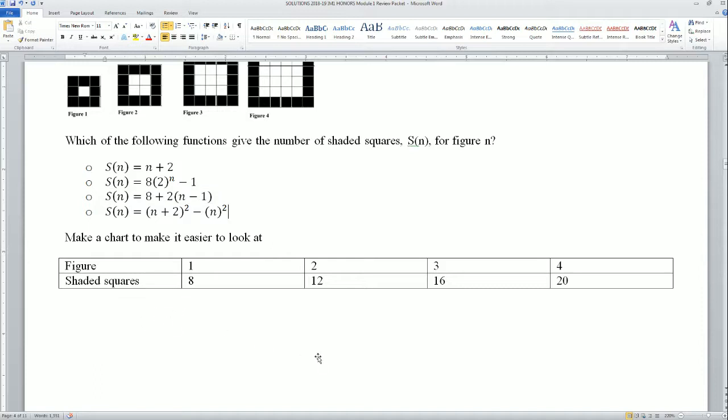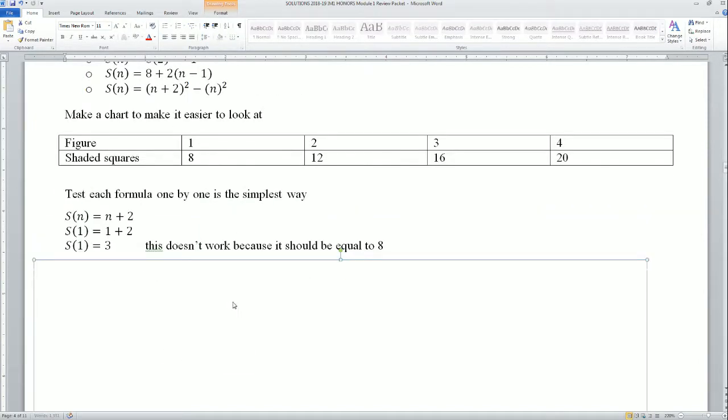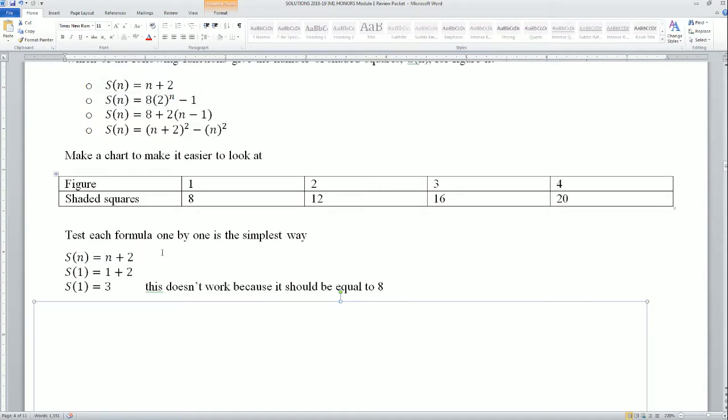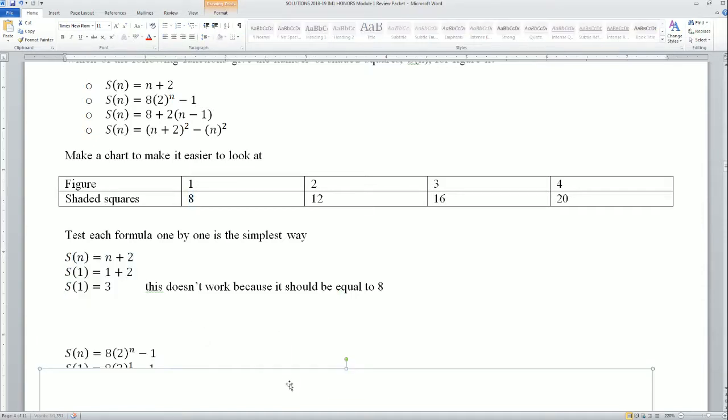Okay, I could do it many ways. I could try to write the recursive or explicit and work from there. But in our case, the fact that I have these solutions, I'm just going to work backwards. I'm going to test out each formula one by one, which is going to be the simplest way. So I test the first one. I plug in 1 here. If I plug in 1 for the n value, I have to get an 8 out. It does not equal 8, so that doesn't work.